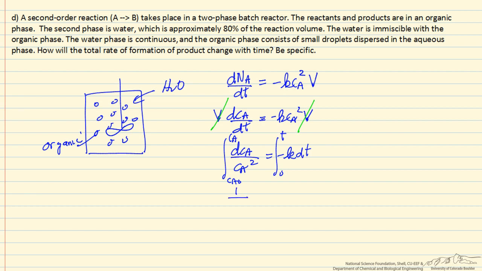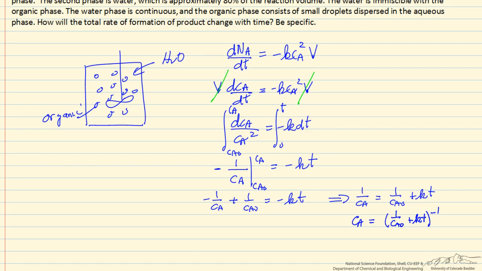And this is just 1 over Ca with a minus sign between our initial and final values, and this is minus Kt. So I've solved concentration in terms of time, the rate constant, and our initial concentration. The problem asks for the total rate of formation of B. So this, since it's A goes to B, is the rate constant, Ca squared, times the volume of the organic.